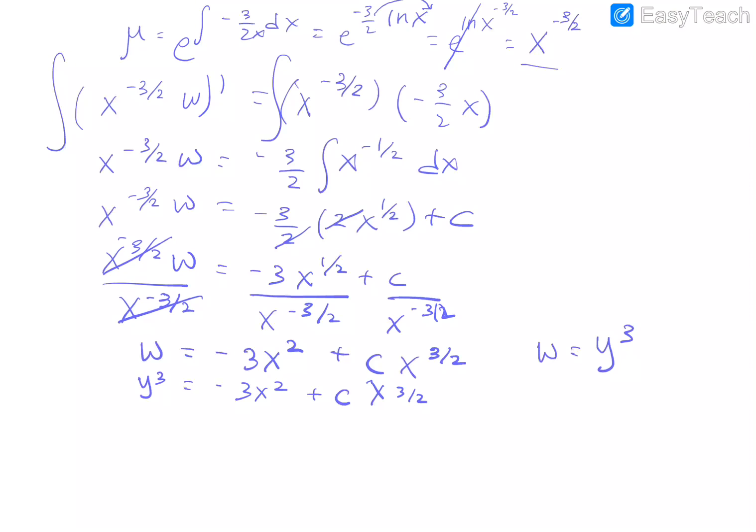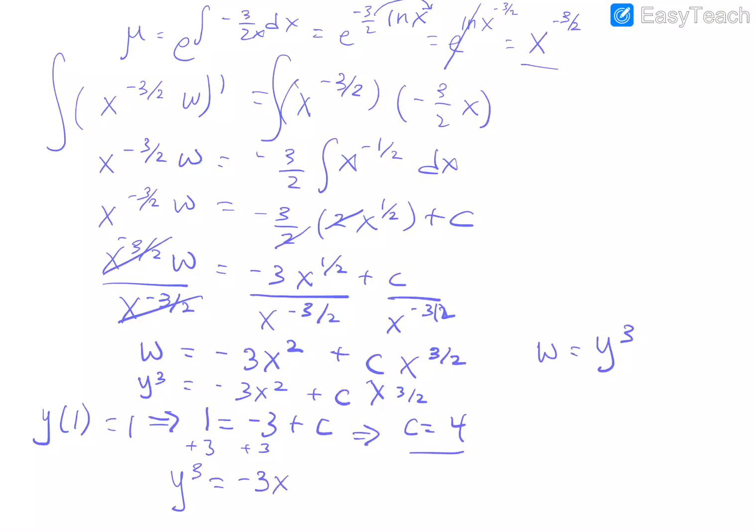Well, we'll use our initial condition. When y of 1 is equal to 1, we'll have 1 is equal to negative 3 plus c. Add the 3, and we'll get that c is equal to 4. So we just use the initial condition to solve for that constant, and we'll go ahead and plug it back in. And that will be your answer.